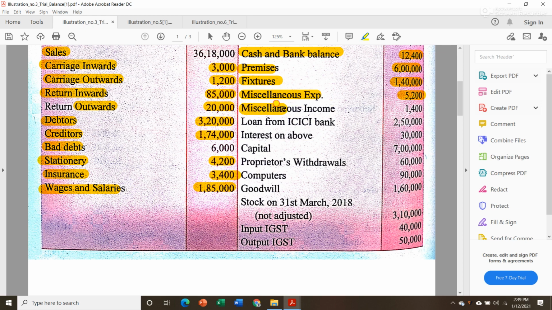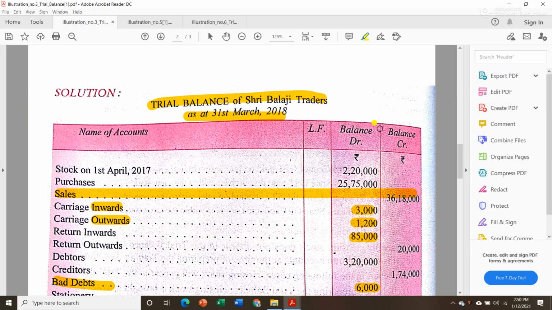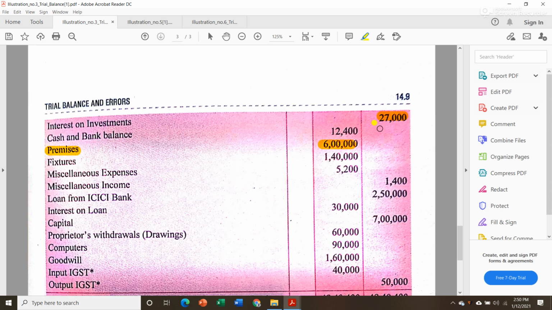Then this is miscellaneous income. Expenses are debit, so income will be credit. Then loan from ICICI Bank. We took a loan from ICICI Bank. So when we take a loan from someone, it is nothing but our liability. So liabilities are written on the credit side.